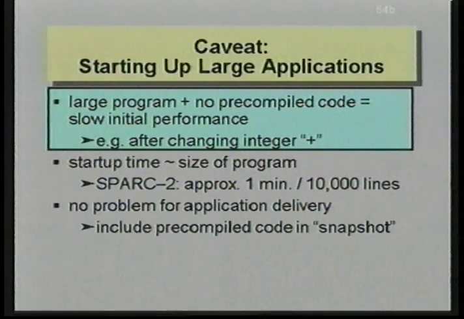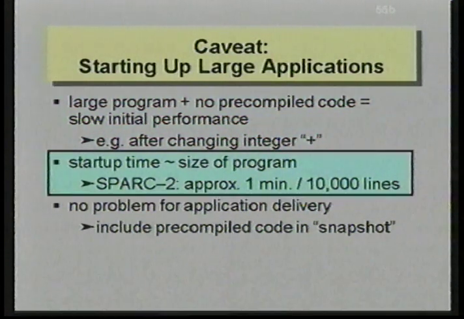What we've seen is that typically the startup time is roughly proportional to the size of the program. And on a SPARCstation 2, it takes roughly about 1 minute for a 10,000 line program to get up to speed. So that doesn't mean you have a pause of 1 minute. What it means is that the system will be slower than normal for about 1 minute until it approaches the asymptotic performance.